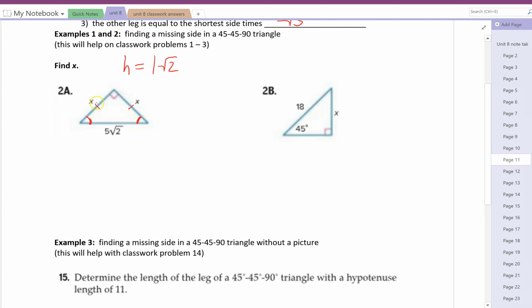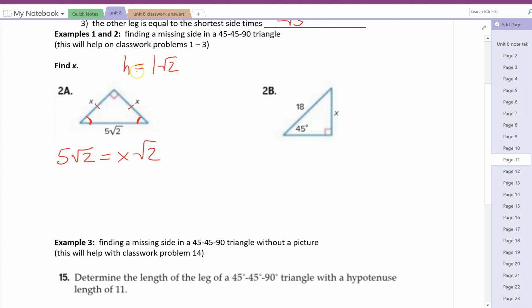All right, so what do I have here? Well, I don't have either of the legs, but I do have the hypotenuse. So if I'm going to use this formula right here, I'm going to plug in this 5 times the square root of 2 right here for h. So 5 square root of 2 equals the legs, which in this case are both x, times the square root of 2. All right, so the hypotenuse, this right here, is equal to the legs, which in this case are x, times the square root of 2.